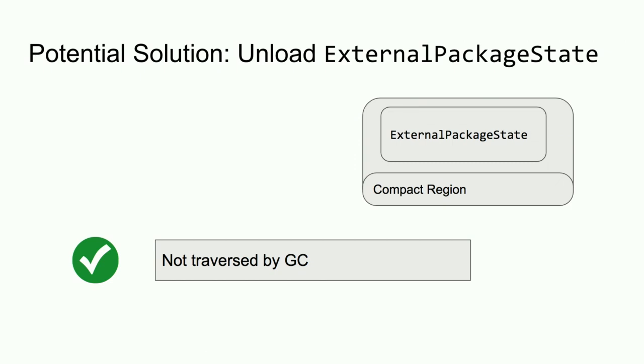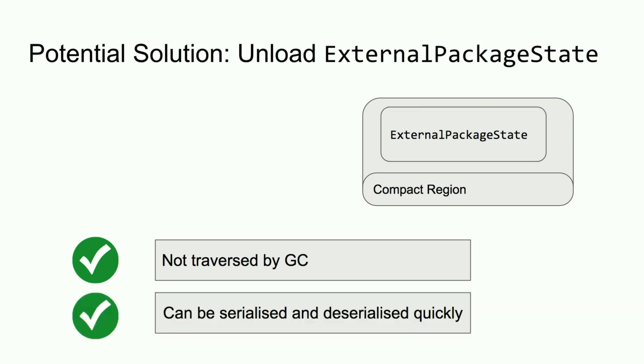Firstly, we don't traverse it by GC anymore. Like this cache contains lots of lists potentially, which add a lot of pressure to the GC, and it never changes, and it's always retained. So we might as well stick it in a compact region. And secondly, you can serialize and deserialize compact regions really quickly. So potentially we could even unload the cache completely and reload it when it was actually going to be used.